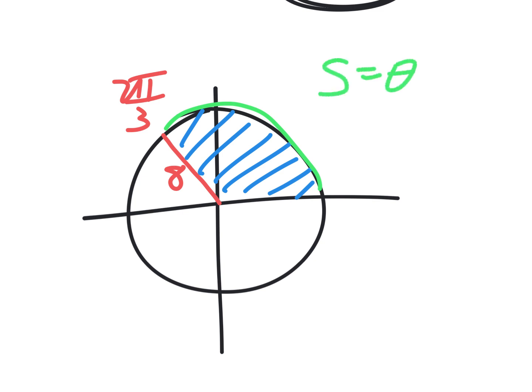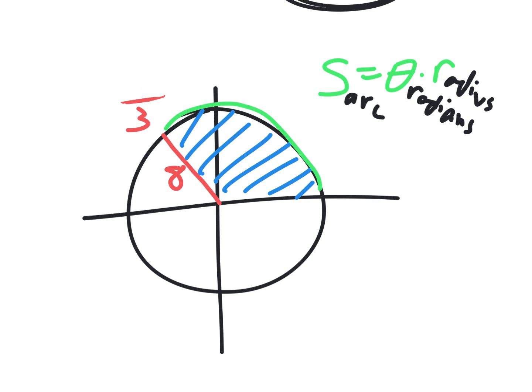S equals theta times r, where S is the arc length. This is the arc length. R is the radius, and theta is the radians. That'll give you the arc length. Again, my writing was messy, but you should know that that's where 2 pi over 3 is.